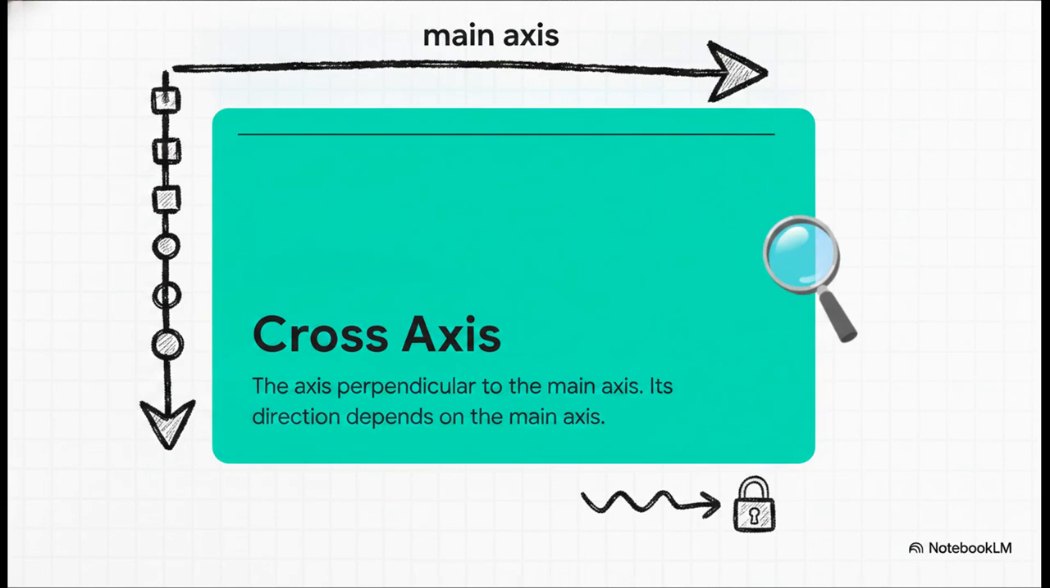And right alongside that is the cross axis. This is the axis exactly perpendicular to your main axis. Its direction depends entirely on whatever you chose for your main axis. Flex lines are filled with items starting from the cross start side and moving toward the cross end side. Mastering the relationship between these two axes is absolutely key to mastering Flexbox.